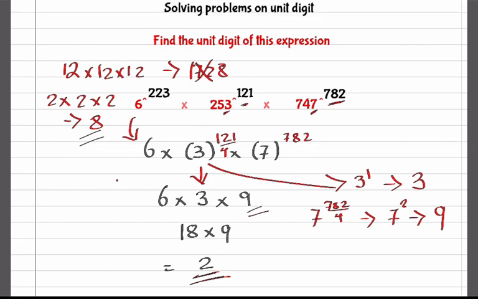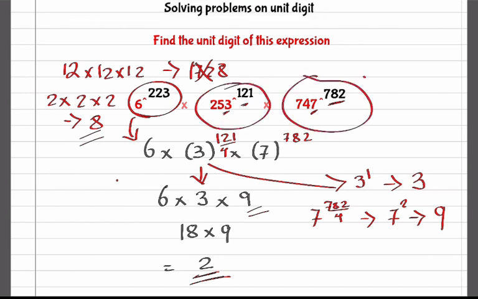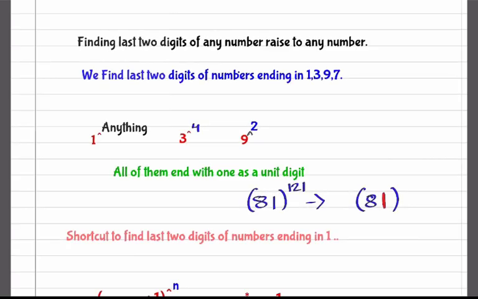Okay, so what do I do? I find the unit digit of the first, I find the unit digit of the next, and I find the unit digit of the next. In the end, I multiply the unit digits to get the final unit digit for my entire expression. Okay, so I think this clears the concept related to unit digit. How do you find out the last 2 digits now?